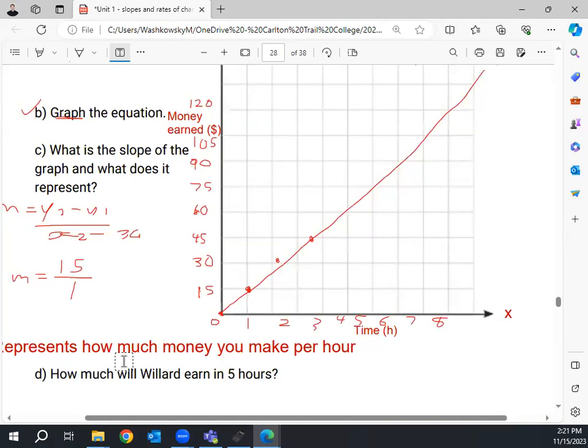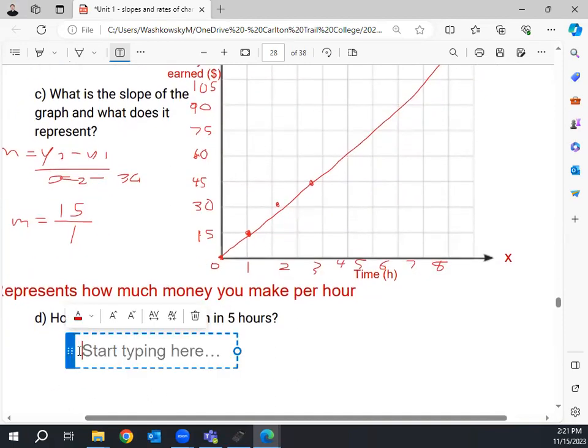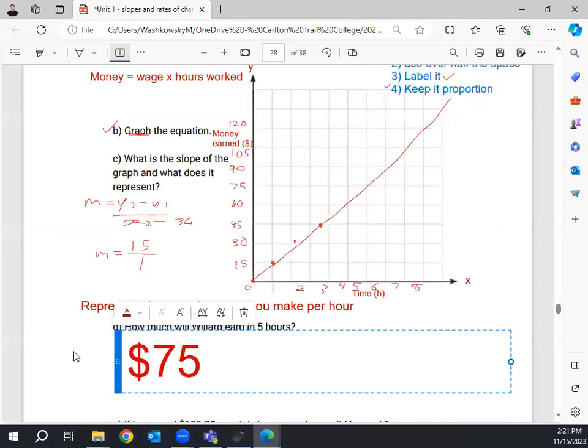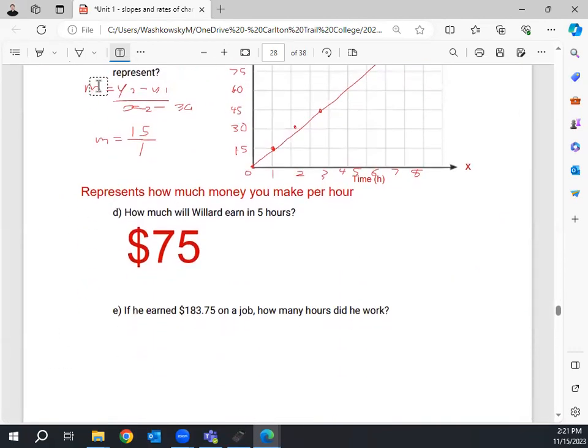So one way is usually just common sense. How much did he earn in 5 hours? He made $75. The other way is not as common sense, but it comes in handy.